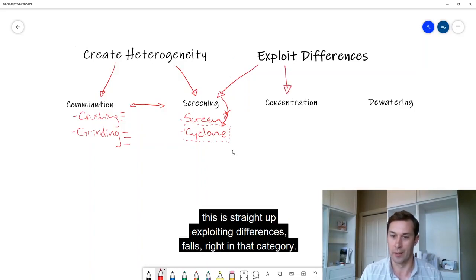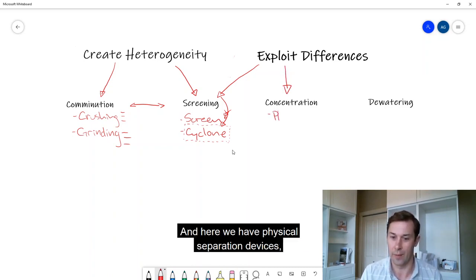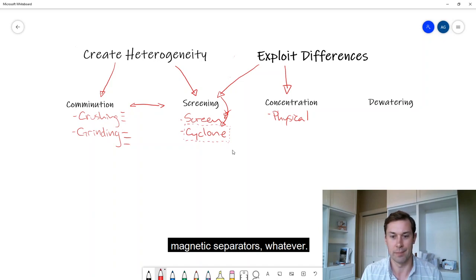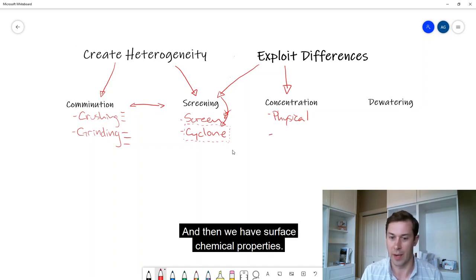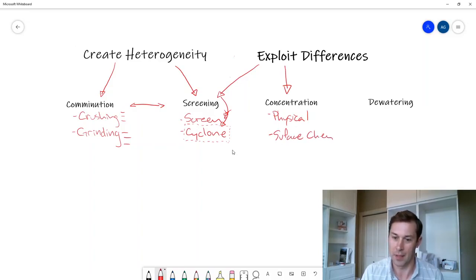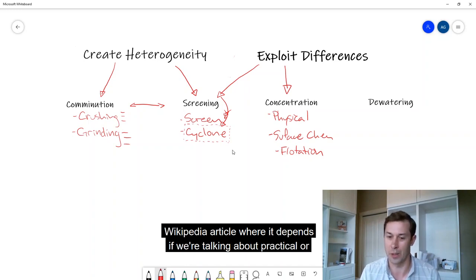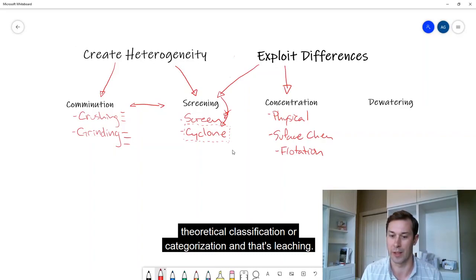Concentration, this is straight up exploiting differences, falls right in that category. And here, we have physical separation devices, which could be gravity separation, centrifuges, spirals, magnetic separators, whatever. And then we have surface chemical properties. This is flotation. And this is where there's a little bit of pointed disagreement with the Wikipedia article, where it depends if we're talking about practical or theoretical classification or categorization, and that's leaching.